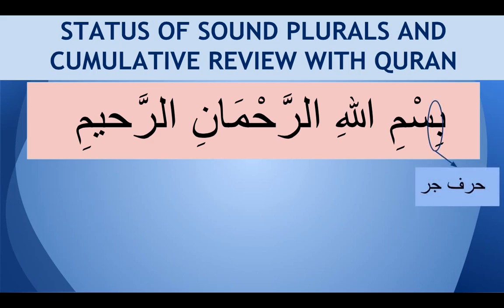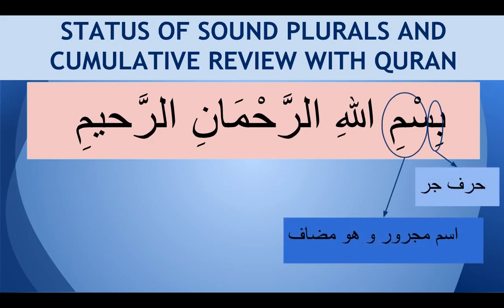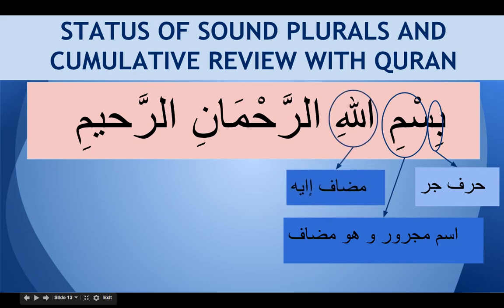B is harf jar, and ism is ism majroor, but in the Quranic context the alif is missing because of the Rasm Osmani during the time of Osman radhiyallahu anhu. So the alif is missing, so it has been retained. It's only in Bismillahir Rahmanir Rahim. In other places the Hamzatul Wasl is written. So Bismi is harf jar, ism majroor, jar majroor, ism majroor wa huwa mudaf, and Allahi, the word Allah, is mudaf ilayhi.